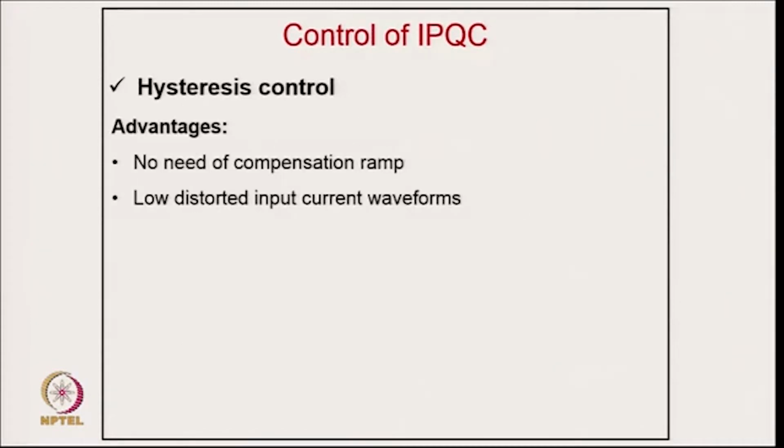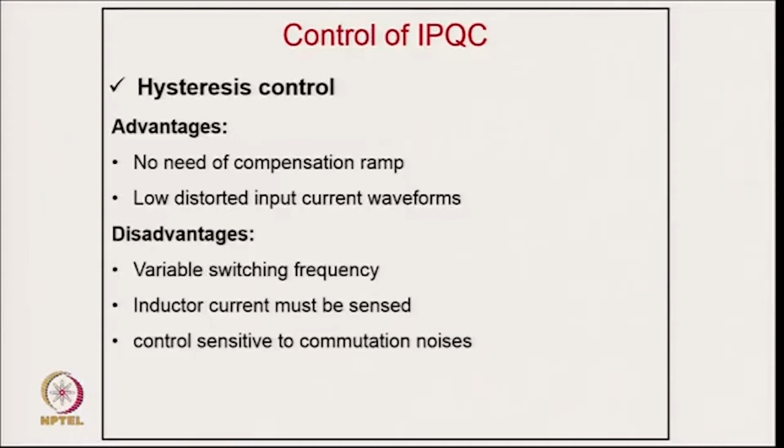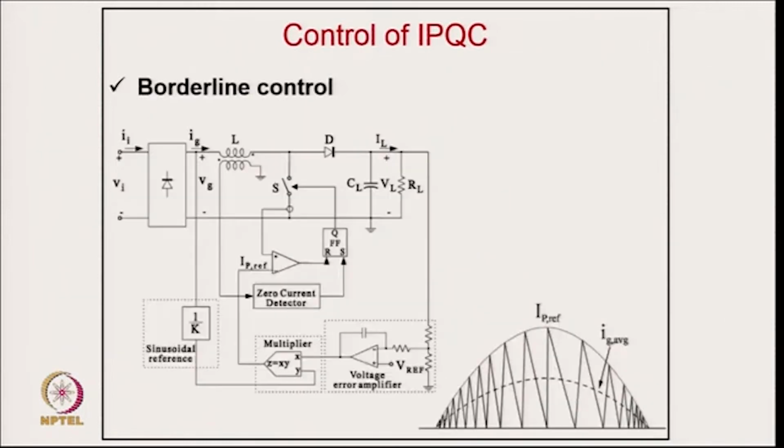The advantages are no need of a compensation ramp and a low distorted input current waveform, but the disadvantages are the variable switching frequency, the inductor current must be sensed, and the control is sensitive to commutation noise.